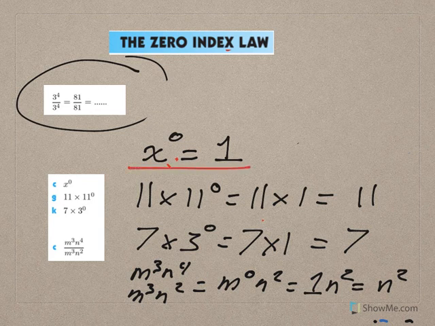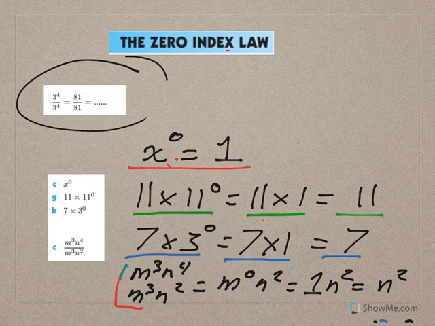X to the power of 0 equals 1. 11 times 11 to the power of 0 is the same as 11 times 1, which equals 11. 7 times 3 to the power of 0 is the same as 7 times 1, which equals 7. And here we have letters and exponents. Let me use a different color here. We have letters and exponents.